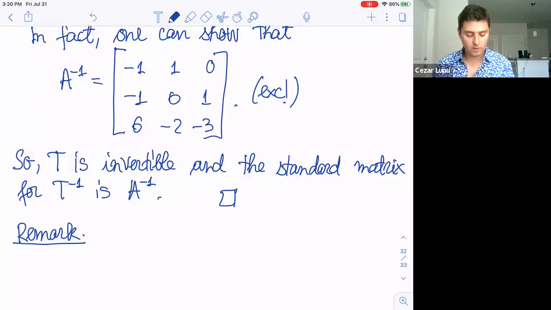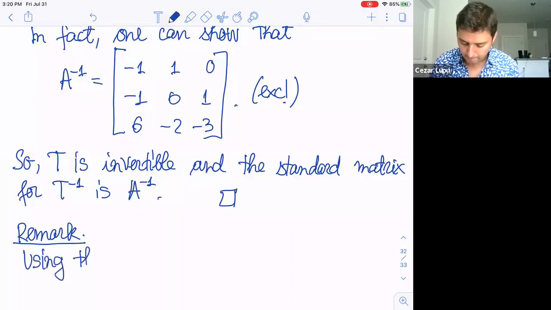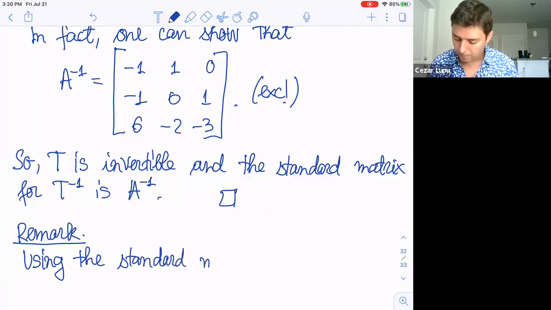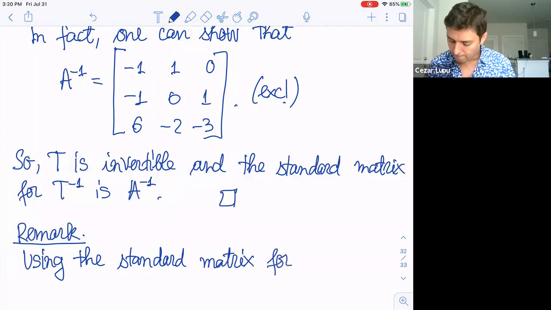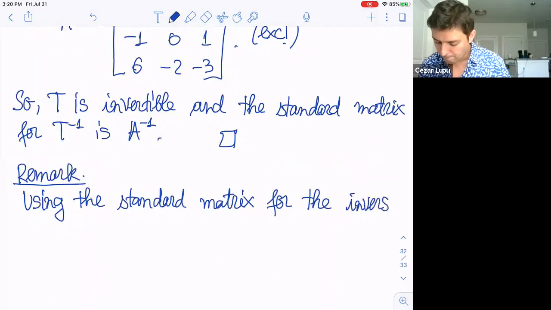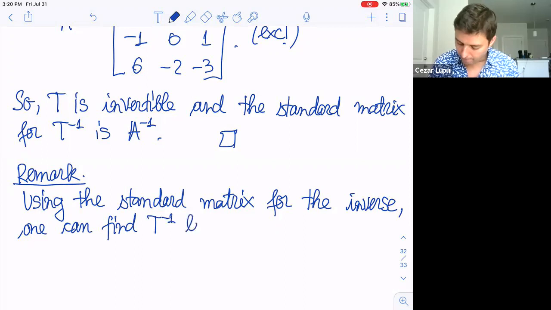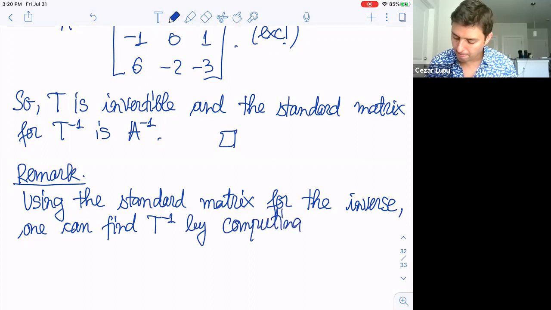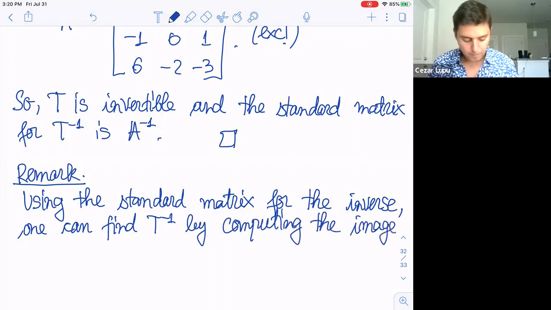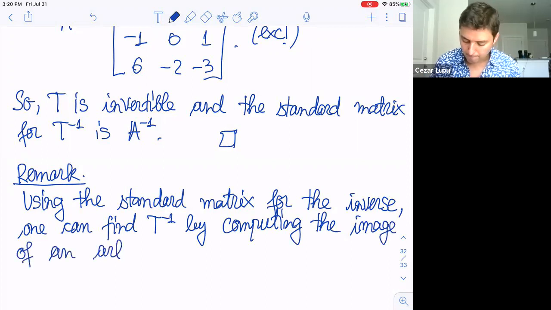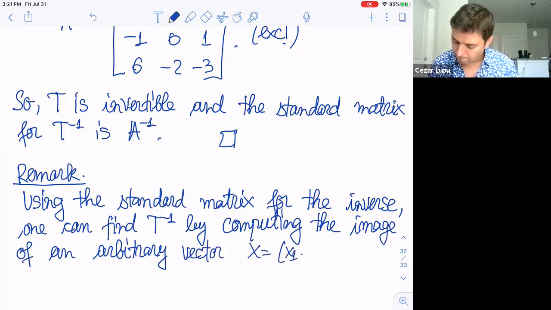Well, you can use the standard matrix for the inverse. So using the standard matrix for the inverse, one can find T minus 1, the inverse, by computing the image of an arbitrary vector x, x1, x2, x3. And now we have the following, just like you have been used.